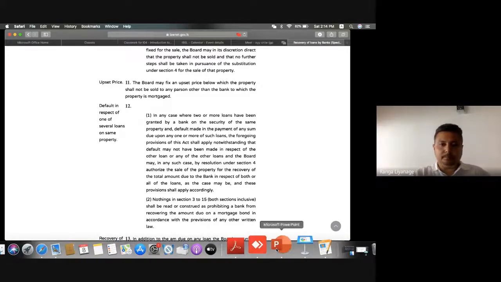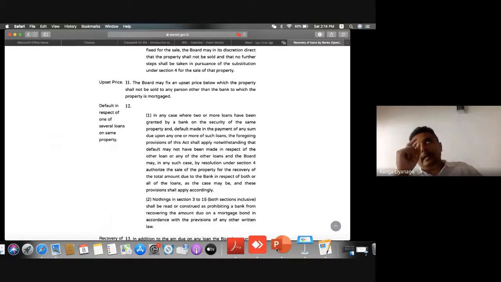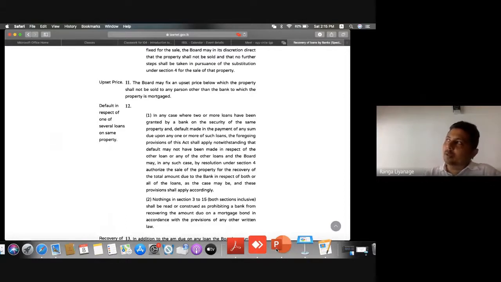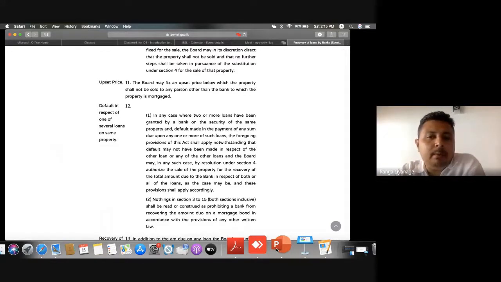Also, under section 12, in the event there are several loans of the customer, let's say the customer has two loans, one is 10 million, another one is 5 million, and the loan of 10 million is defaulted, the bank can consider that there is a cross default. The customer has only defaulted on the 10 million loan and the 5 million loan is performing. But the bank has the option to consider that there is a cross default and can deem that all loans are defaulted. In any case where two or more loans have been granted by the bank on the security of the same property, default is made in payment of any sum due upon any one or more such loan.